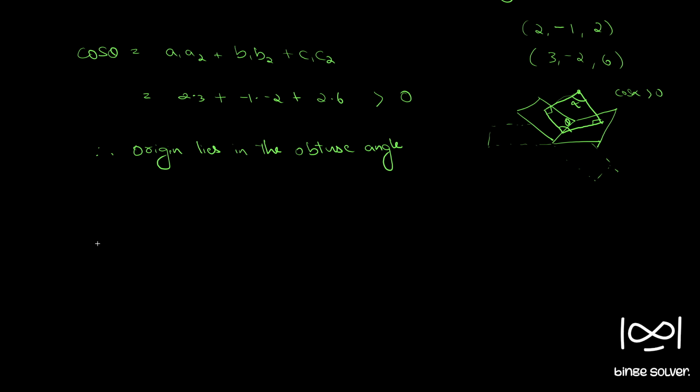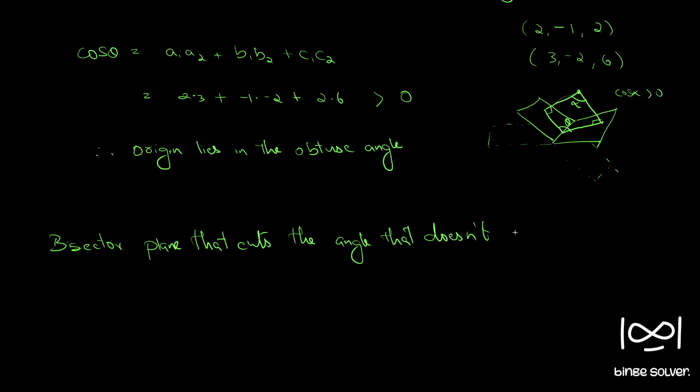Now if you remember the theory, the bisector plane that cuts the angle that does not contain the origin is what we need. The origin lies in the obtuse angle, so the angle that does not contain the origin means the acute angle. That is what the question asks for: the bisector plane that cuts the acute angle.